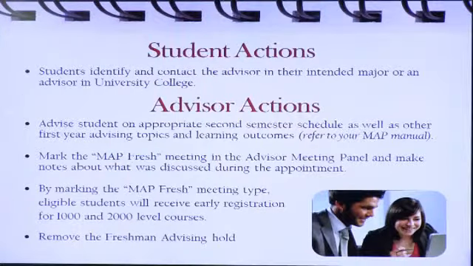So what the student does is contact their advisor, make that appointment, talk to their advisor. The advisor is going to advise the student on their second semester schedule, and there's more information in your MAP manual about some things to cover in the advising appointment that I'd encourage you to take a look at. You're going to go in and mark the MAP Fresh meeting type in the advisor meeting panel. Make notes about your appointment. When you mark that MAP Fresh meeting type, eligible students will get the early registration for 1,000 and 2,000 level classes for their next semester. This ensures they're going to get those, especially like writing and math classes that they really need. And then you're going to remove the freshman advising hold.